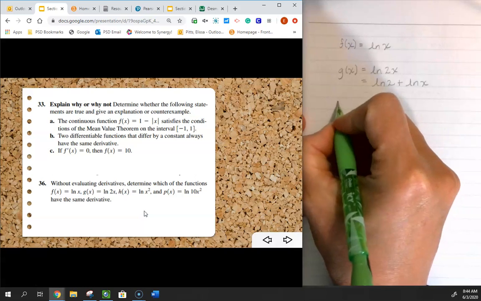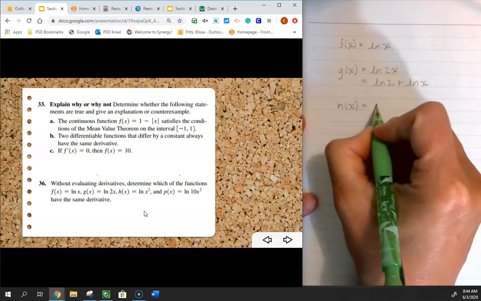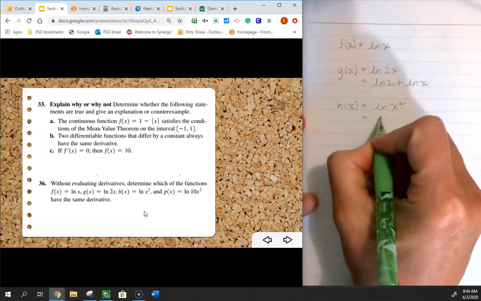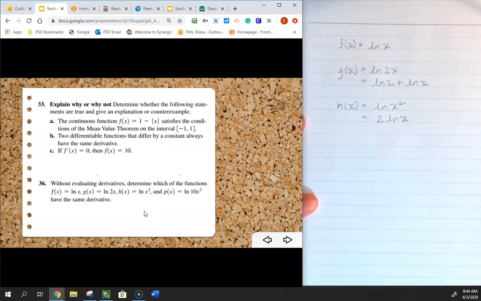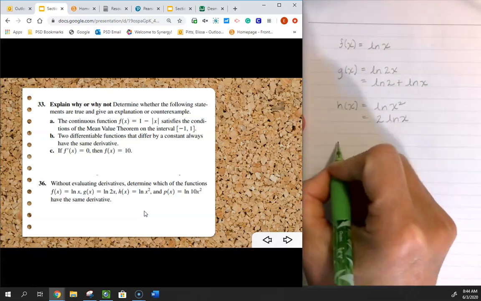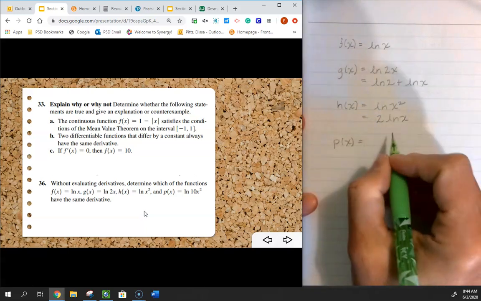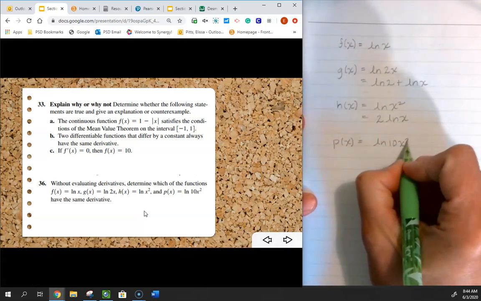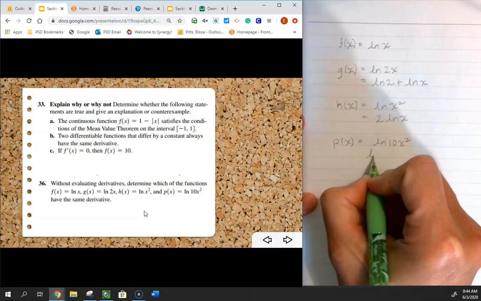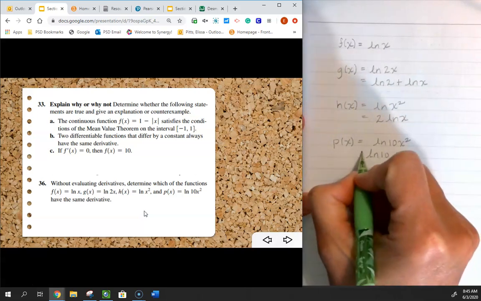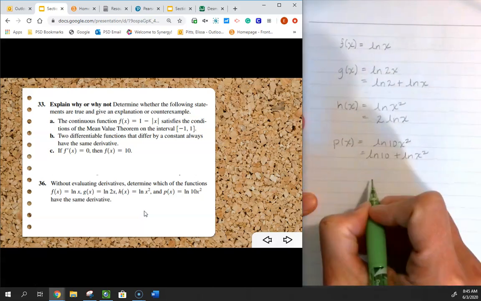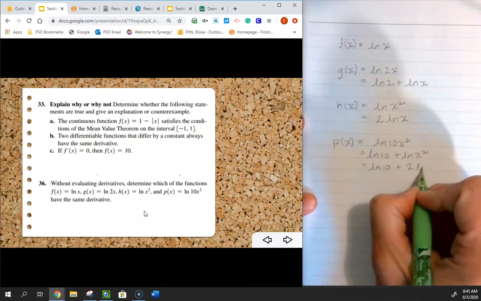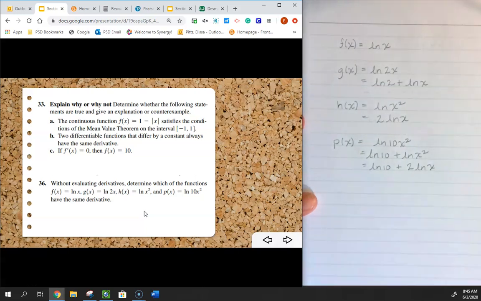h of x is equal to natural log of x squared. Log rules say you can bring that 2 in front, so we get 2 times the natural log of x. And p of x is equal to natural log of 10 x squared. And so we can say that's equal to, we can do both rules, natural log of 10 plus the natural log of x squared. And that equals the natural log of 10 plus 2 times the natural log of x. And so we used both rules there.